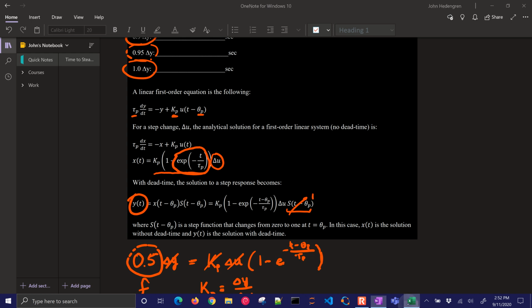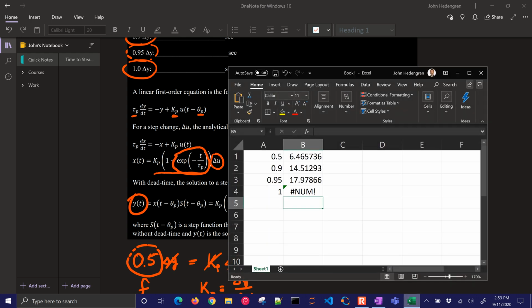So that's the solution. We have these values. The first one we said had to be between 3 and 8, and that came out at 6.5. You can see to get 90% of the way there, it's 14.5, and 95% of the way there is about 18.